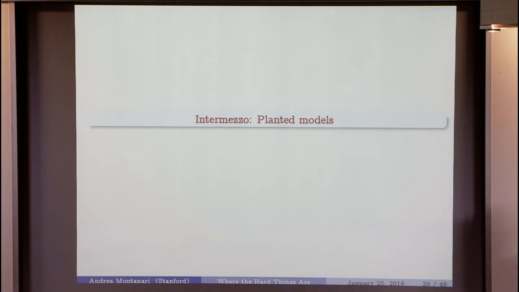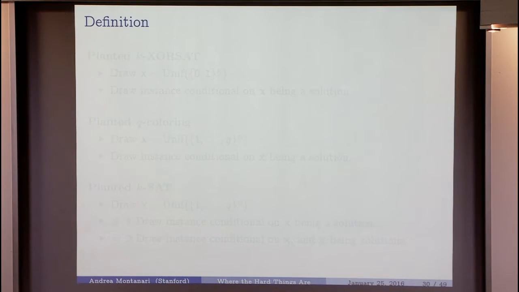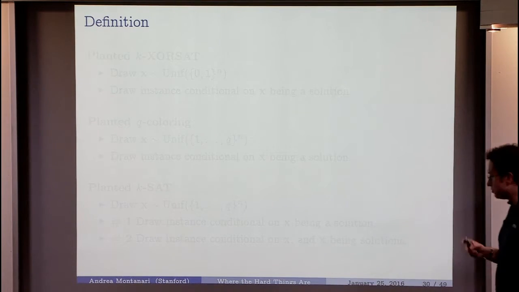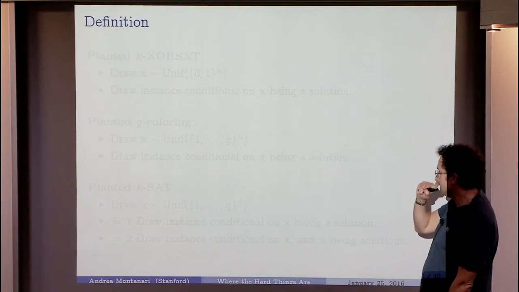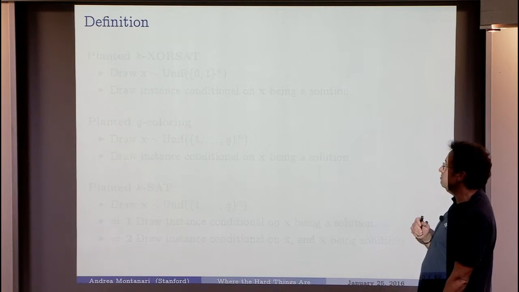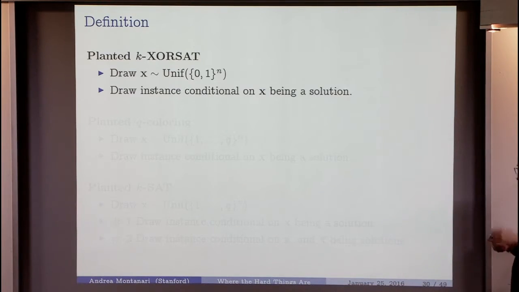Okay, now I'm late on time. So I want to discuss two more things. One is the planted model, and the other is computational implications. All right, so what are planted models? So far what we did is that we generated the random formula basically uniformly at random. There is another way that is very interesting, which is the following.